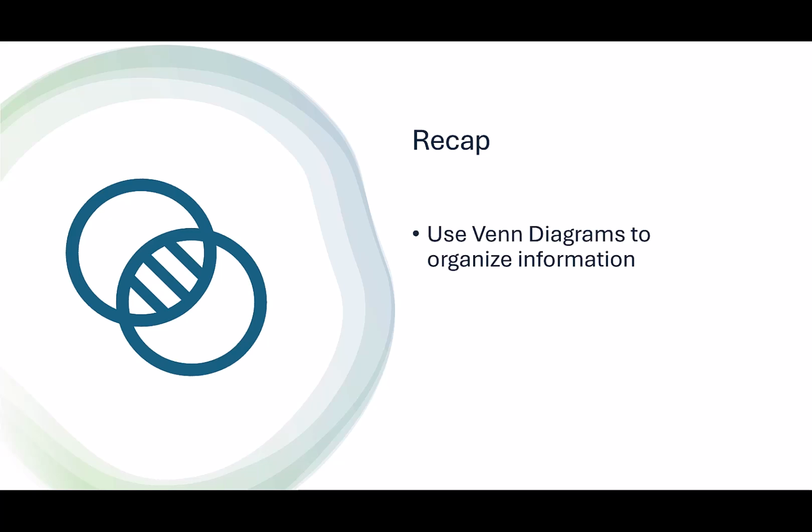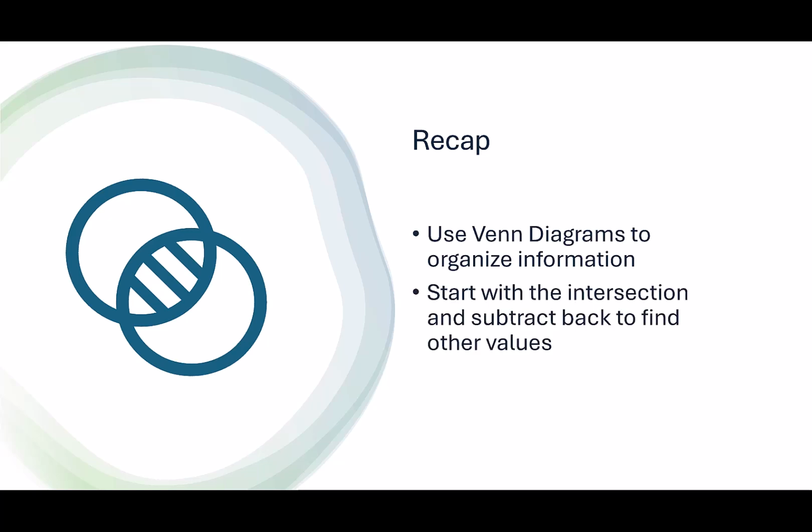As a quick recap, we use Venn diagrams to organize information. We're going to start with the intersection and subtract back to find other values, always making sure that the entire box of values adds up to 100%.